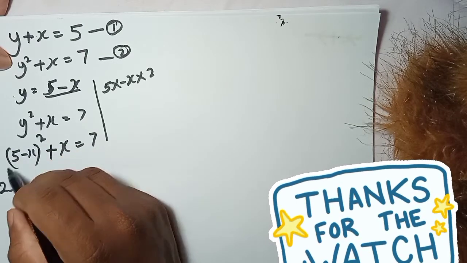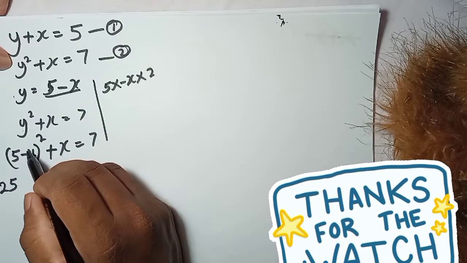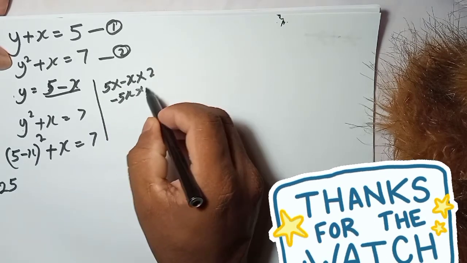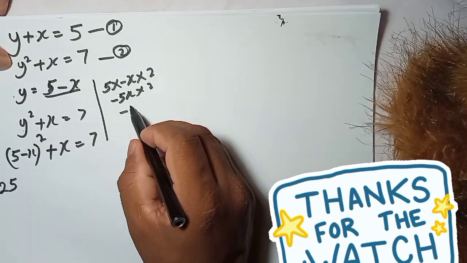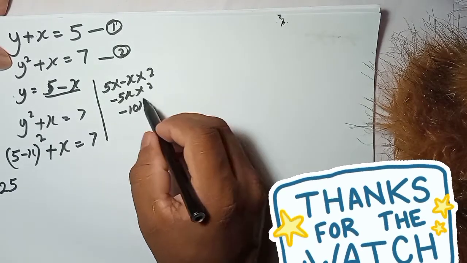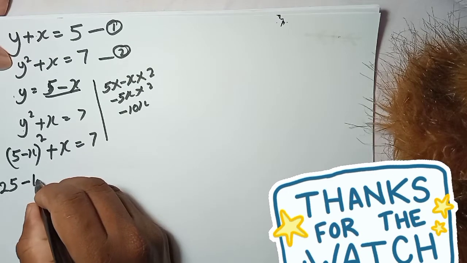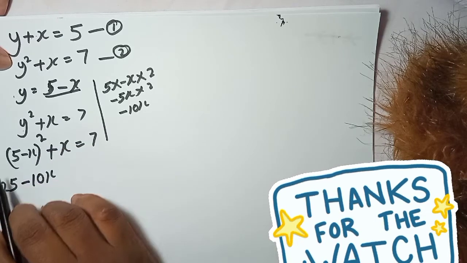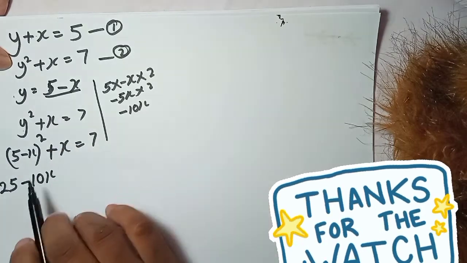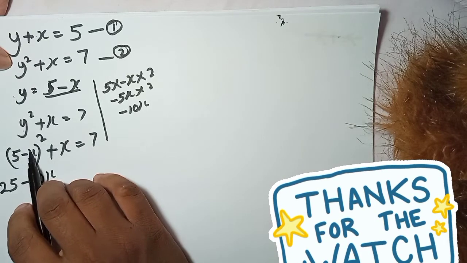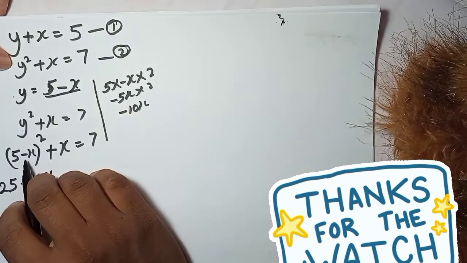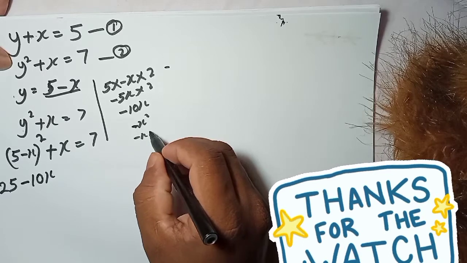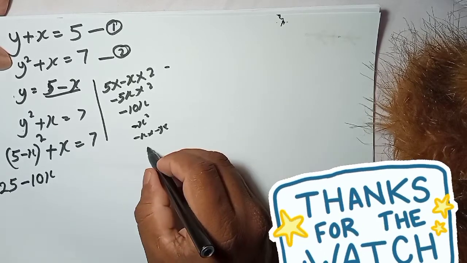Right now, first one is square, and this one: first term into second term into 2. So let's see, multiply 5 into minus x, minus 5x, into 2, minus 10x, right? Minus 5 into 2, 10x. So I will write here minus 10x. And the last term, I mean the second term, is square. Minus x square means minus x into minus x, right? That means plus x square.